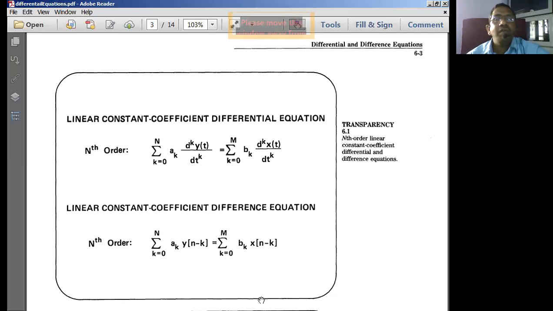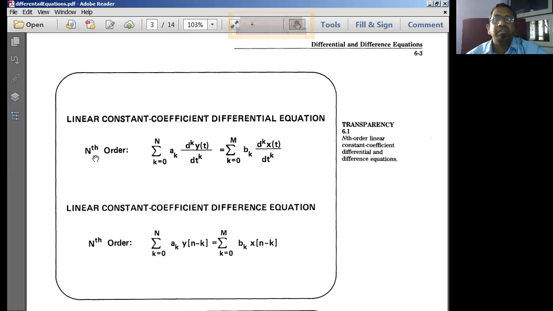And finally, we have two more system representations. A system can be represented in terms of a differential equation, and a system can be represented in terms of a difference equation. A differential equation means there should be some differential part inside the equation. That means d by dt of y of t is nothing but the differentiation of y of t.